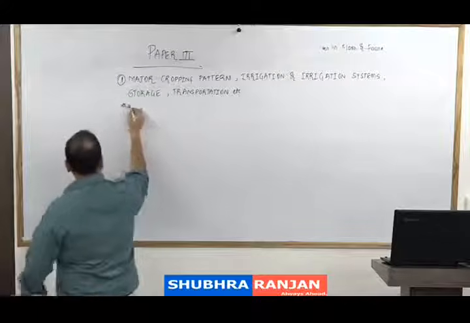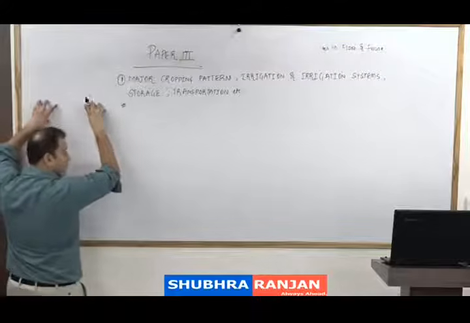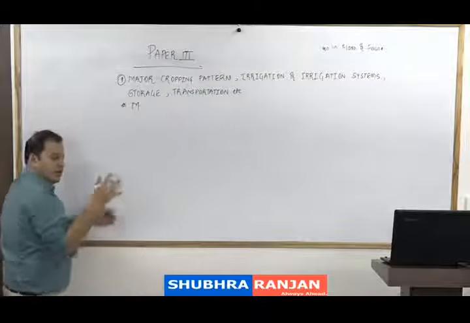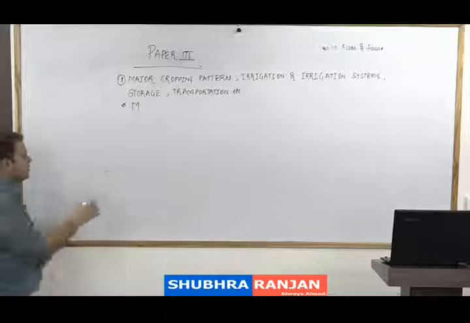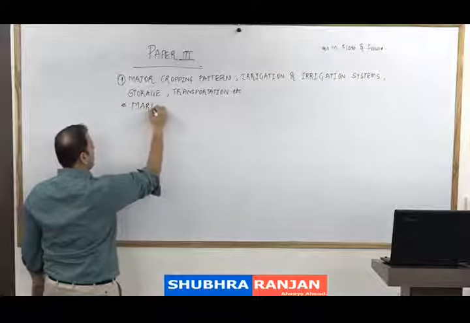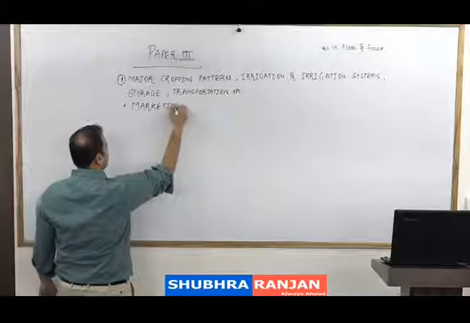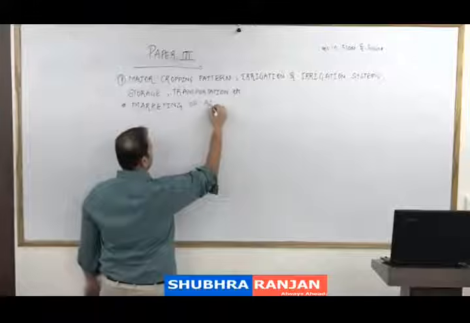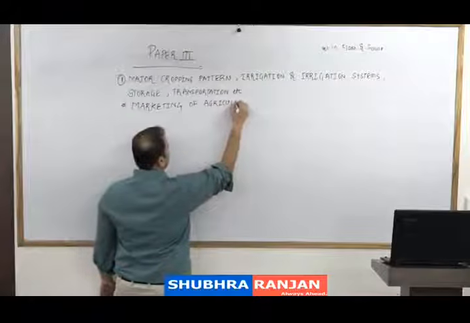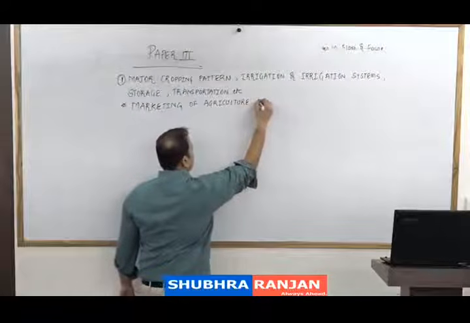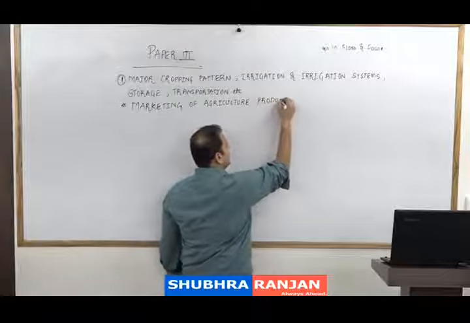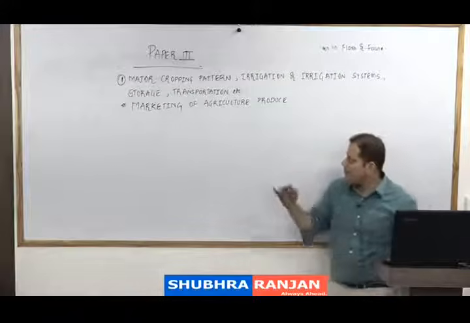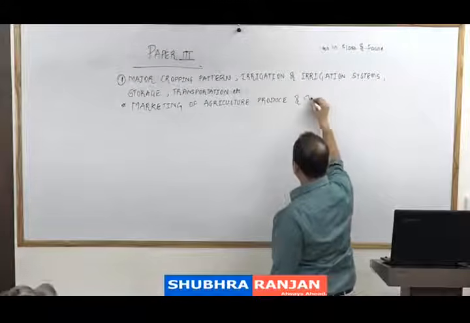Then this area, some parts will be taken by geography teacher, some parts will be taken by economics teacher, and answer you will have to develop by mixing both these parts, that is the marketing of agriculture produce. I'll take the geographical issues, the teacher will take the economic issues. Marketing of the agriculture produce and constraints in them.